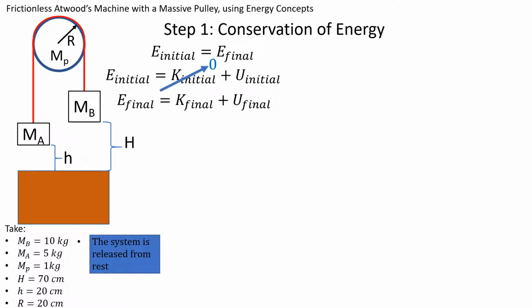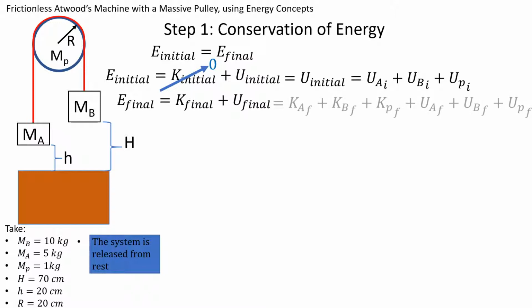The first thing that we can do is see that the system is released from rest. This is given in the problem statement, which means that the initial kinetic energy is 0. This should always be on your mind whenever you see an energy problem, that at some point it will say, perhaps, that the system is released from rest or something like that, which is an indication that the initial kinetic energy is 0. So the initial energy is equal to only the initial potential energy. So then we can break this apart and say that the potential energy is the potential energy in each of the three things, the mass A, mass B, and the pulley. Each of these has some potential energy in it, and we'll write down what that is later.